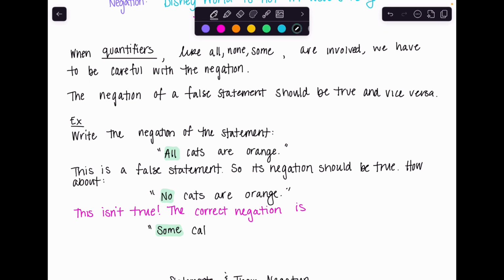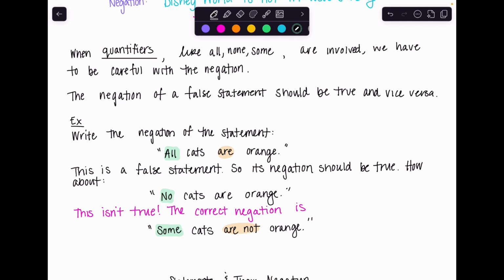Cats does not, nothing happens to it. And then all are switches to are not. So I got to make sure I'm changing that verb meaning as well. So are switches to are not. So some cats are not orange is the correct negation.